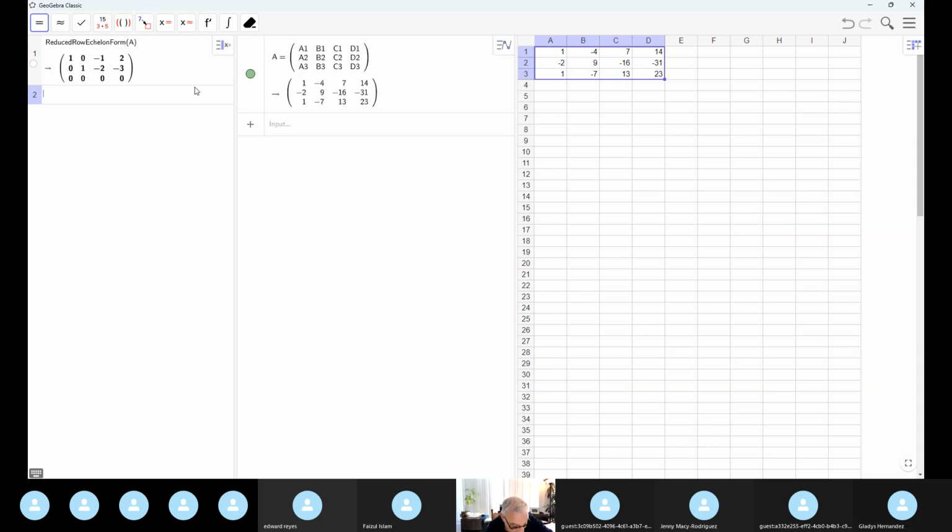I need to interpret this answer. This answer I have in my paper here. 1, 0, negative 1, 2, 0, 1, negative 2, minus 3, and 0, 0. Ooh, what's going on? I don't understand anything. Look. I come back to the whiteboard.